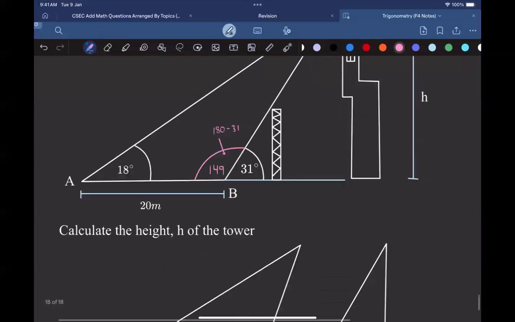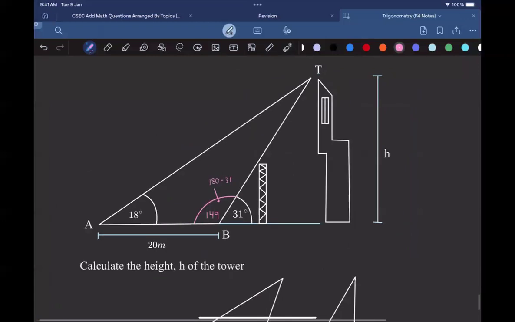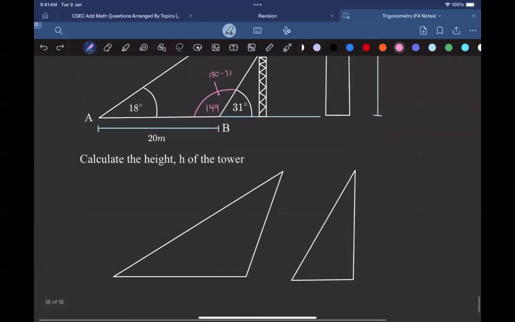And if we know that this is 149, is there any other angle we could find? The angle by T. Yeah, we can figure that out. What do all the angles in a triangle add up to? Remind me.